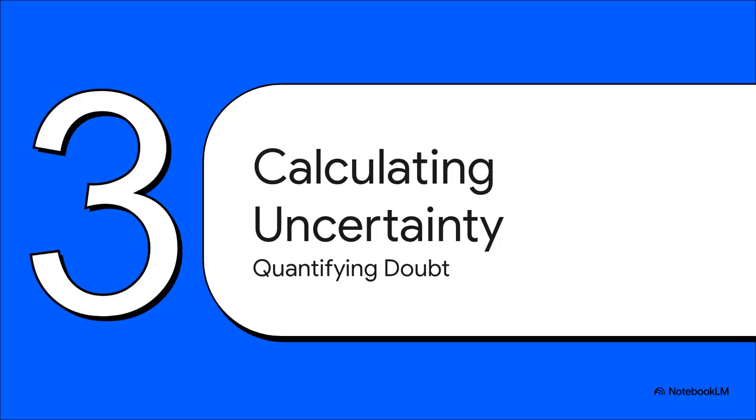Okay, so we've admitted that errors are going to happen. But in science, we don't just throw our hands up and say, oh well. We face that doubt head on, and we put a number on it. This is where we have to learn how to calculate uncertainty.